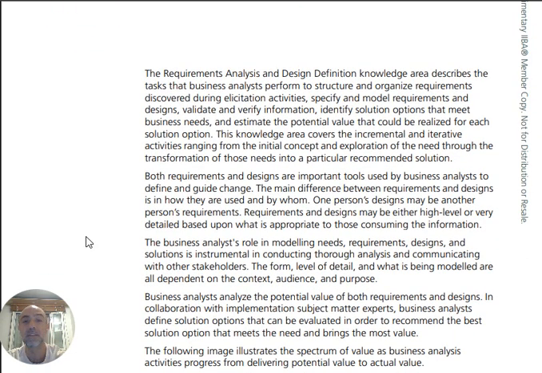The requirements analysis and design definition knowledge area describes the tasks that business analysts perform to structure and organize requirements discovered during the elicitation activities, specify and model requirements and designs, validate and verify information, identify solution options that meet business needs, and estimate the potential value that could be realized for each solution option. This knowledge area covers the incremental and iterative activities ranging from the initial concept and exploration of the need through the transformation of those needs into a particular recommended solution.